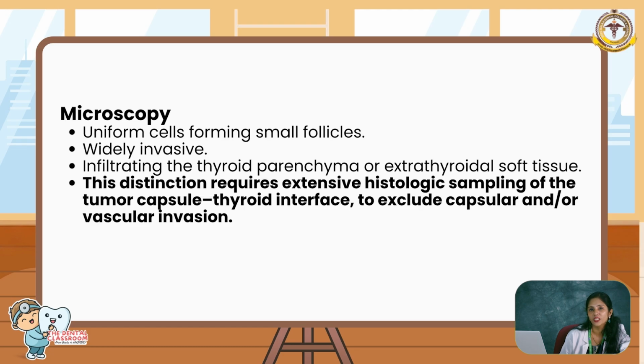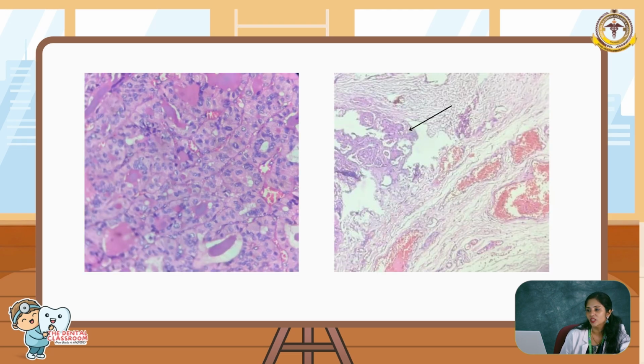So microscopy. In microscopy, you will be seeing uniform cells forming small follicles. So capsular invasion is a must. If you are seeing capsular invasion, you call it follicular carcinoma, which is the main point to differentiate it from follicular adenomas. So in this image, what you are seeing, uniform cells with small follicles. In the next image, you are seeing tumor invasion in the capsule. So this is very important to differentiate it from follicular adenomas.